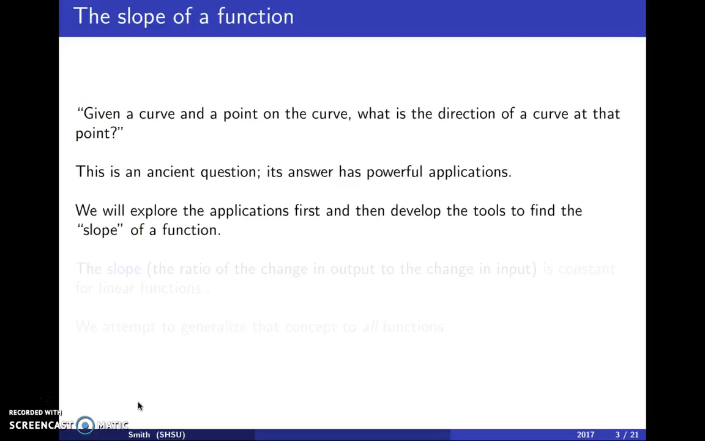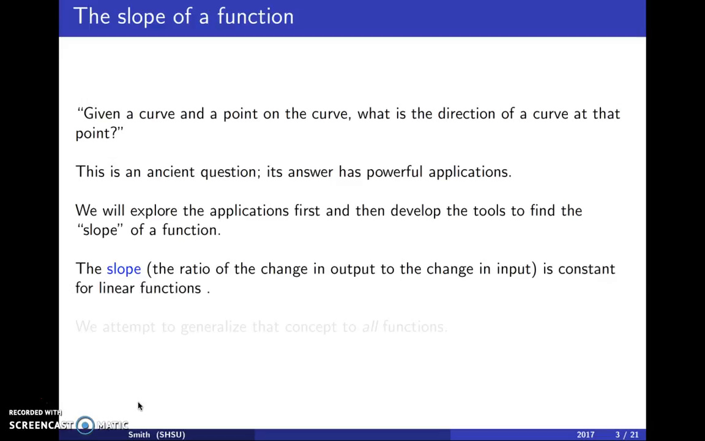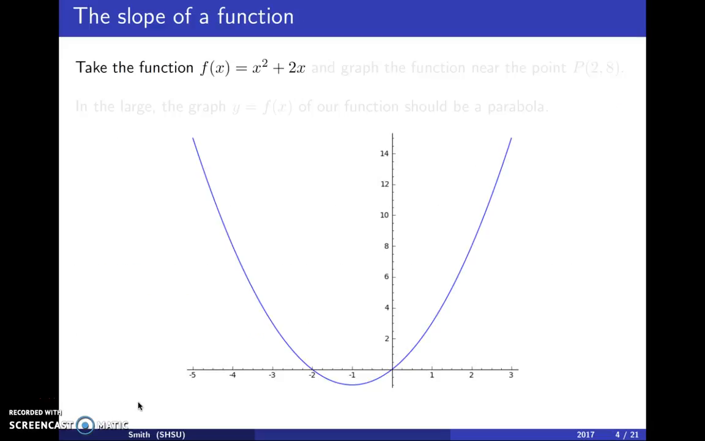slope of a function. The slope, that is the ratio of the change in output to the change in input, or the change in y divided by the change in x, is constant for lines, for linear functions. We're going to generalize that concept to all functions.